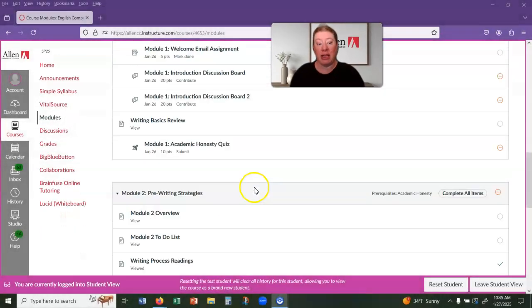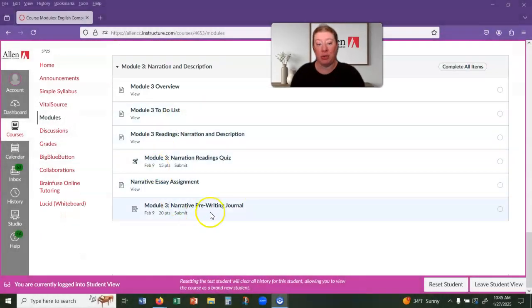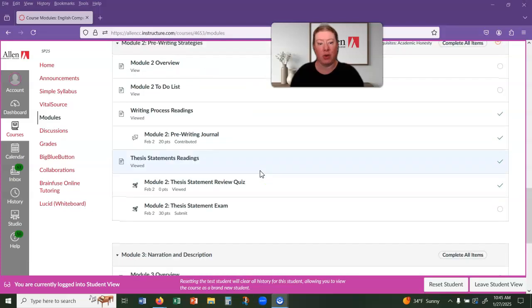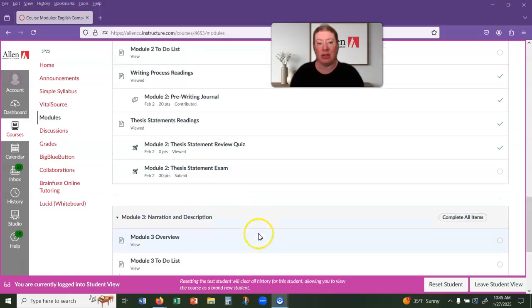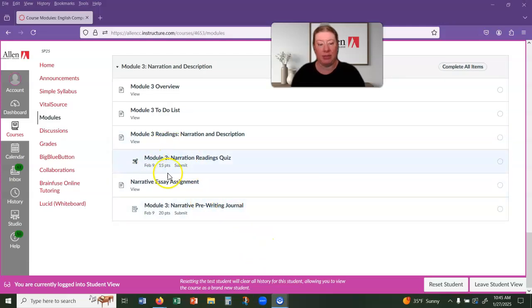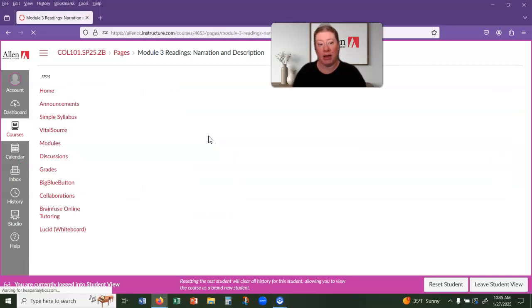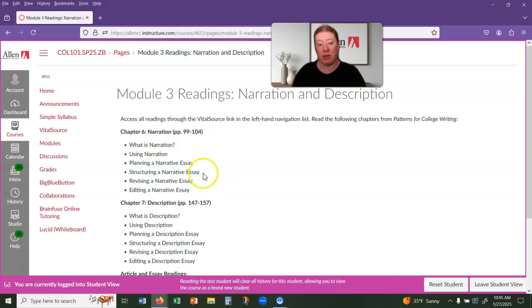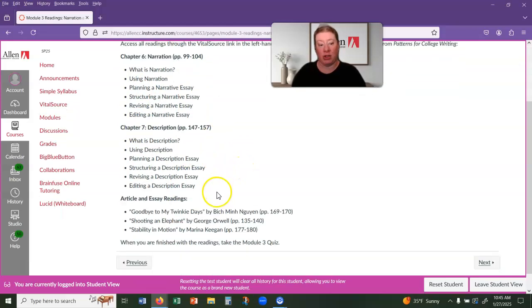So you can take a look here at what we've got. Two assignments, fairly simple. We have a readings quiz. This quiz, I think, is your first readings quiz other than the thesis exam, which is not quite the same thing. This readings quiz just goes over the content of the book, so you want to make sure that you do the readings. There are two chapters here, one on narration and one on description, and then there are a couple of articles as well, and those will be part of the quiz. So you want to make sure that you look over those first.